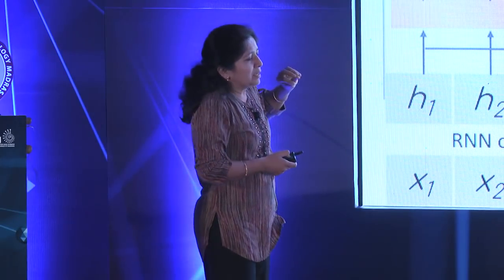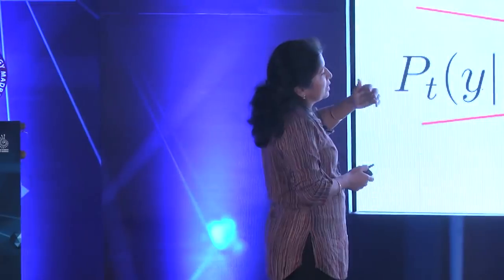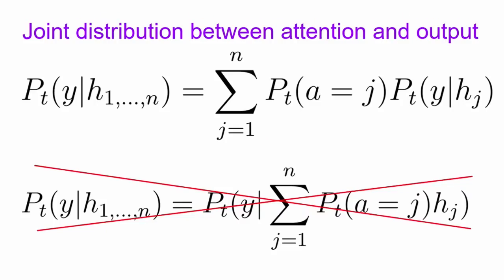The way a sound statistical model would capture attention and the output would be through a joint distribution. If I'm trying to create a probability distribution at time t over the output tokens y, given a bunch of encoder states in the input, and attention is my hidden variable, then I should actually be marginalizing over the attention variable. Over all possible values of the attention variable, I should be computing the probability of the attention and then the probability of y given that attention.